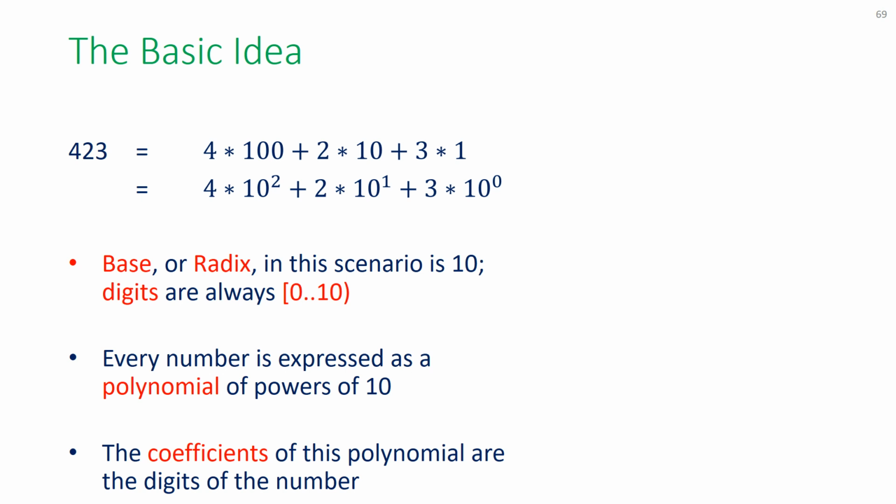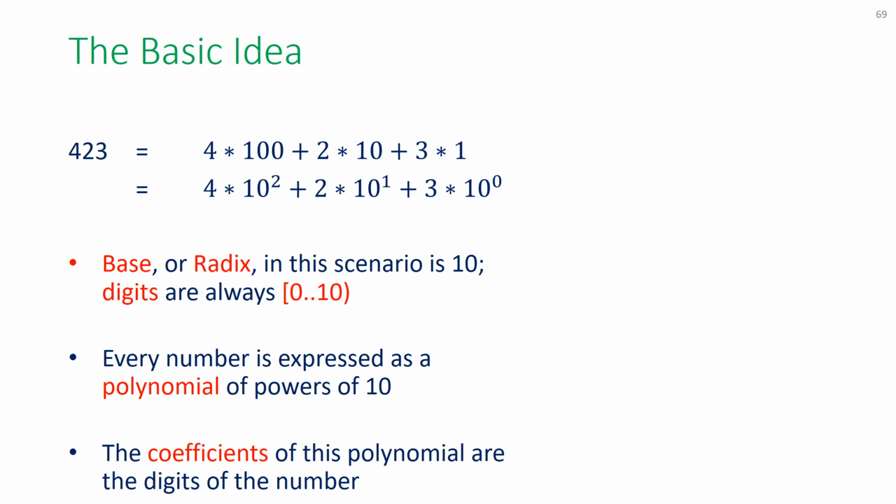I would take 4 times 100 plus 2 times 10 plus 3 times 1. Each digit has a specific factor associated to it, right? So those factors are the base 10, decimal base. Base to the power 0 is what I multiply the rightmost digit by. Base to the power 1, so 10 to the power 1, is going to be 10. This is what I multiply the next digit by. 10 to the power 2 is what I multiply the next digit by.